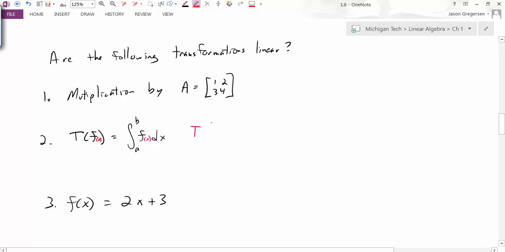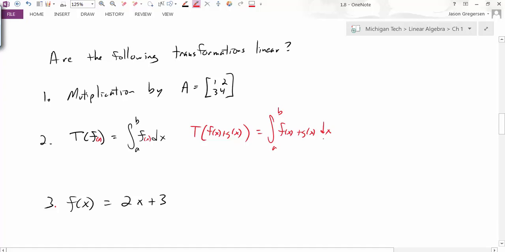I just have to show, once again, that T of, in this case, my arguments are going to be functions. So T of f of x plus g of x, is that really equal to T of f of x plus T of g of x? And we can just check this thing out. So by definition, T of f of x plus g of x is equal to the integral from a to b of f of x plus g of x.